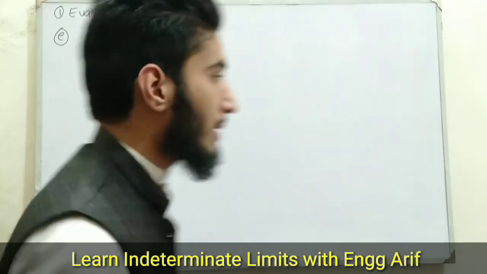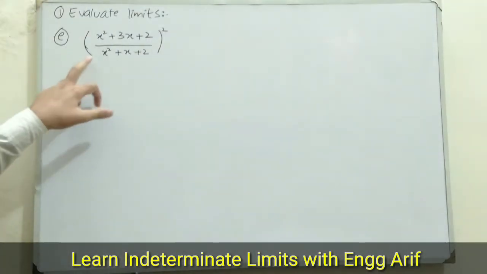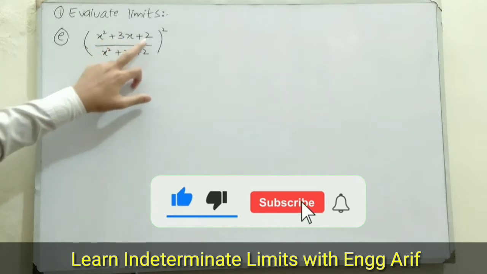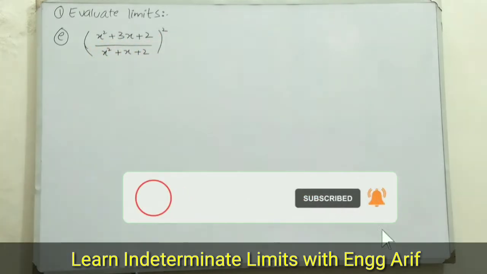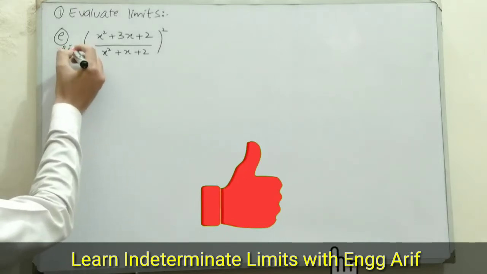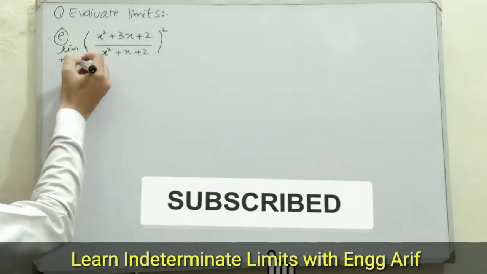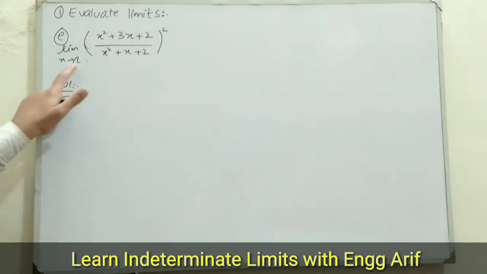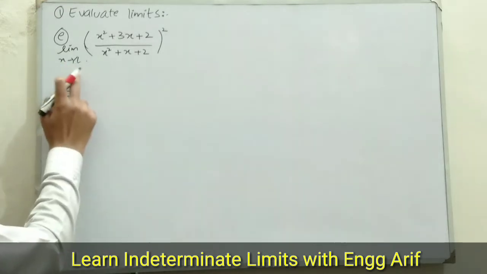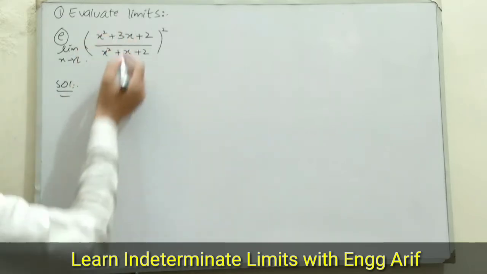So let's move toward the 5th part, part number E. It tells that x square plus 3x plus 2 divided by x square plus x plus 2 whole square. Find the limit of this function when x approaches 1. This is the question, so move towards the solution. Limit x approaches 1 means putting the value of x as 1 in this polynomial or in this fraction.